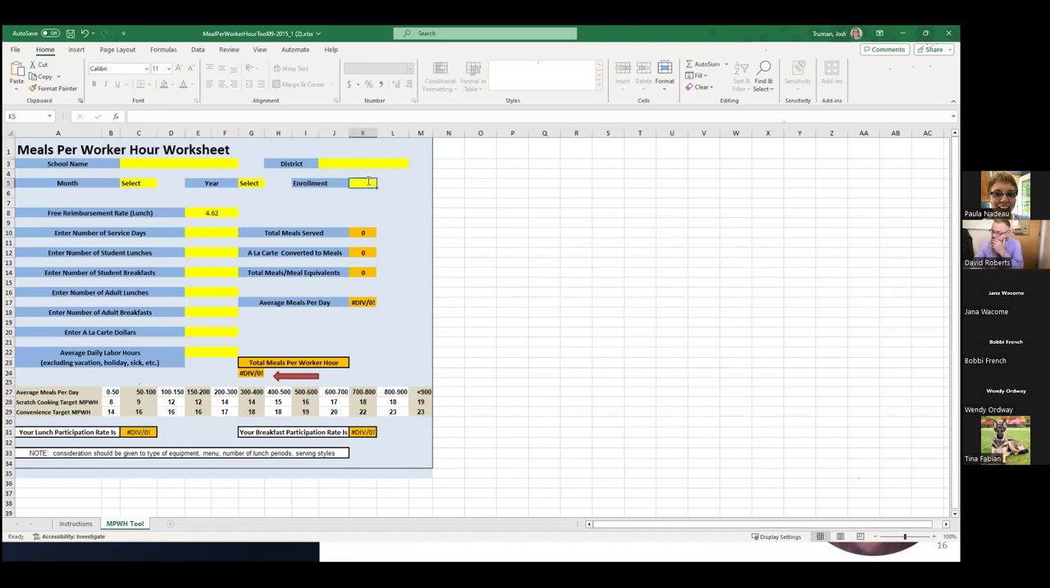Enrollment for the school. Some of this data you didn't have before. So 400 enrollment for the school. The lunch rate was 462. Number of serving days, 19. Number of student lunches, 6401. Number of breakfasts is 5053. Number of adult meals was 10. Number of adult breakfasts was zero. A la carte dollars was 125. And then our labor hours we said was 56.